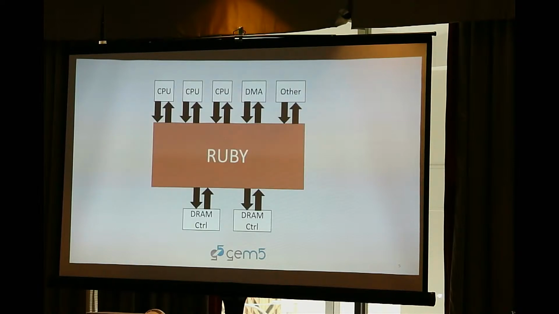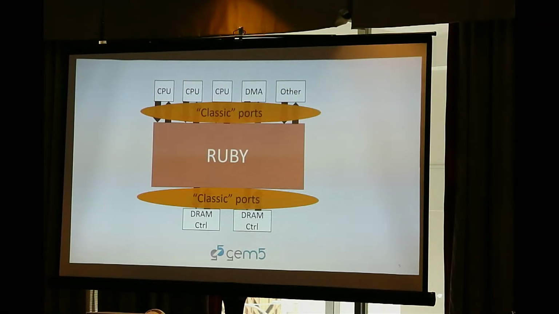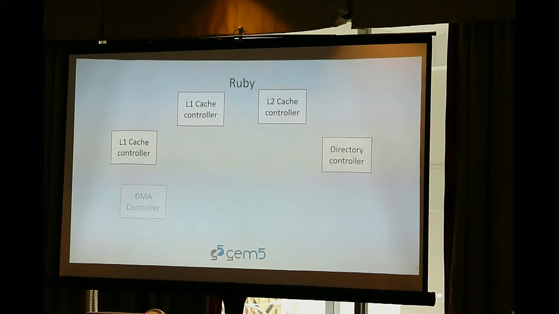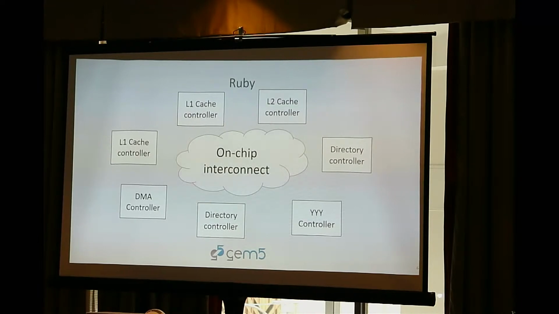So to give you an idea, Ruby is just this big black box that kind of connects everything together. They're connected via ports, not too important. And then on the network side, again, the network is a big black box. You connect all your Ruby controllers into the network, so it can be any topology.